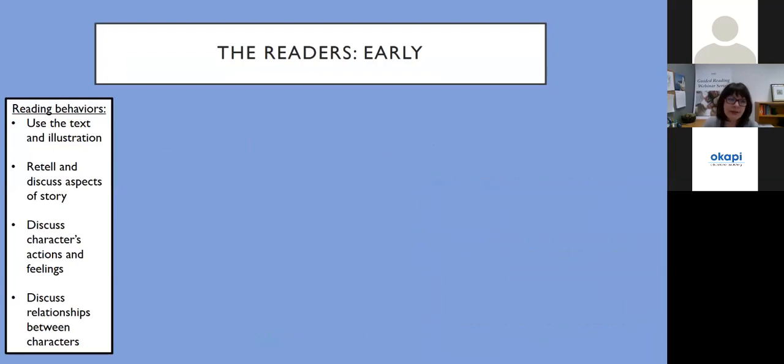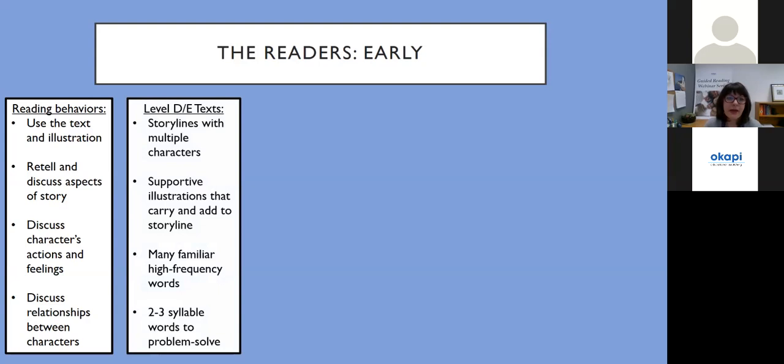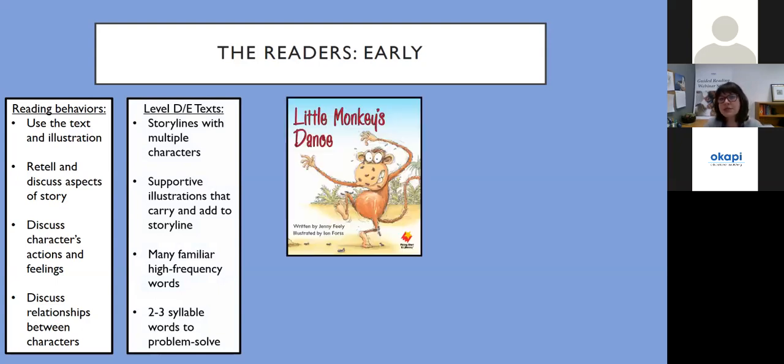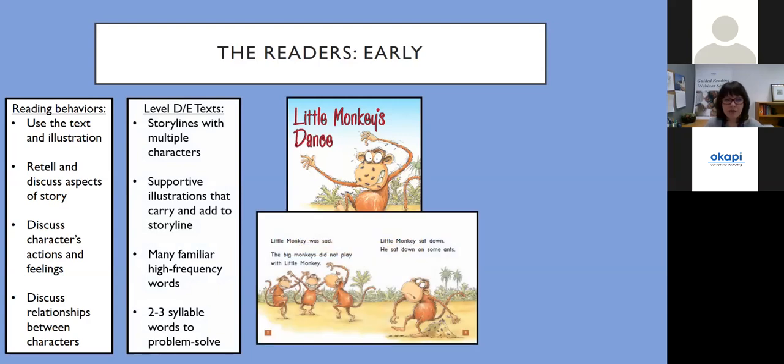One was using the text and the illustration and integrating those together, being able to discuss different aspects of the story as we're going in, thinking about characters' actions and feelings. They're doing this in some places, but not necessarily always, and discussing relationships between the characters. So I might look for stories that have storylines with multiple characters, obviously, and some supportive illustrations that carry and add to the storyline. So I might choose a book like Little Monkey's Dance that we saw a few minutes ago, because that's going to give us an opportunity to help them to begin to check what they see in the text and what they see in the illustrations.